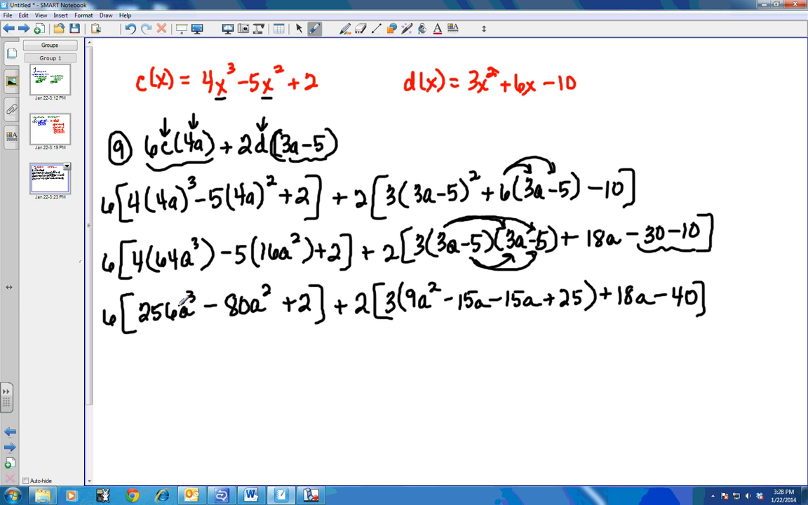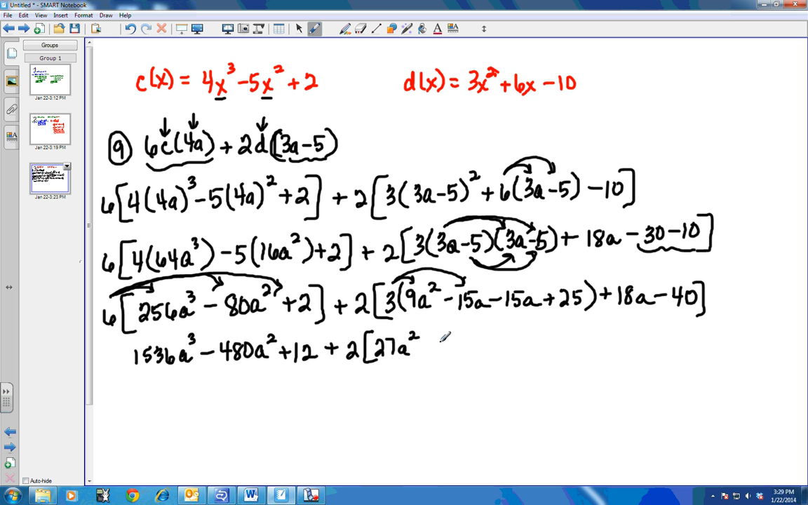Now I can't combine anything here, so I'm ready to distribute my 6. 6 times 256 is 1,536a to the third, minus 6 times 80 is 480a squared, and then 6 times 2 is 12, plus 2 times, okay, I'm going to distribute my 3. 3 times 9a squared is 27a squared. 3 times negative 15 is minus 45a. 3 times negative 15 is minus 45a. 3 times 25, 75. Plus 18a minus 40.